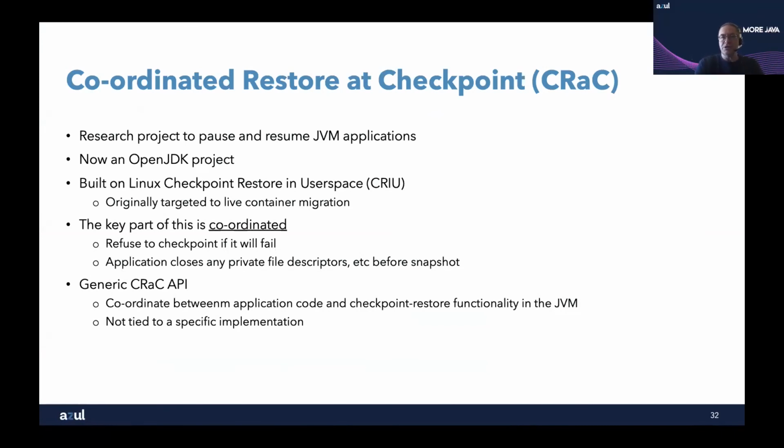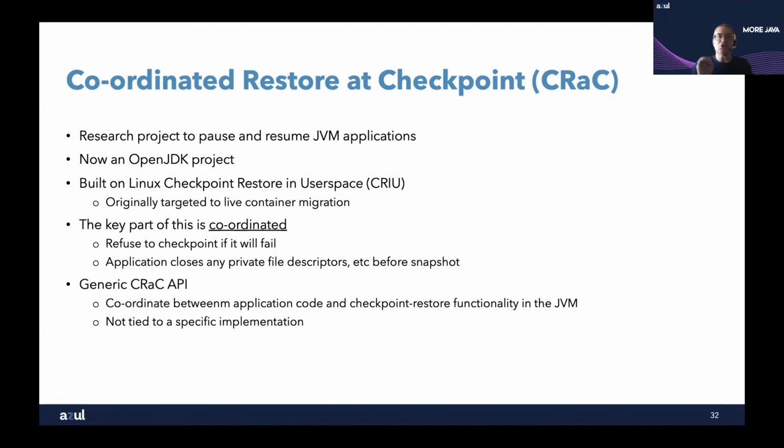So this is a research project. We've just started it now as an OpenJDK project. So if you go to openjdk.net, you'll find that there's CRAC as a project, and you can look at the information there. It's built on top of some existing technology that's been used in Linux, checkpoint restore in user space, or CRIU, as it's called. That's really targeted at live container migration, and what we're doing is sort of building on top of that to allow us to do the same thing with the JVM.